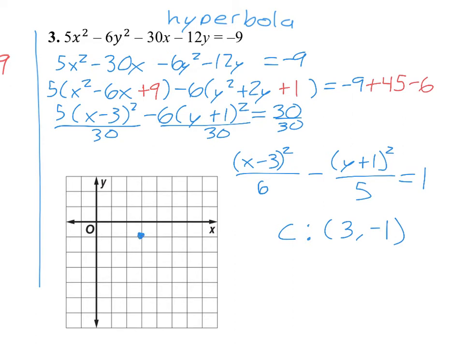So 6 is not a perfect square. Because rad 6 is between 2 and 3, I'm going to go left and right about 2.5. And because rad 5 is slightly above rad 4, and rad 4 is 2, so for rad 5, I'm going to go up and down about 2.25. All right, so then I make a box with those outside points.